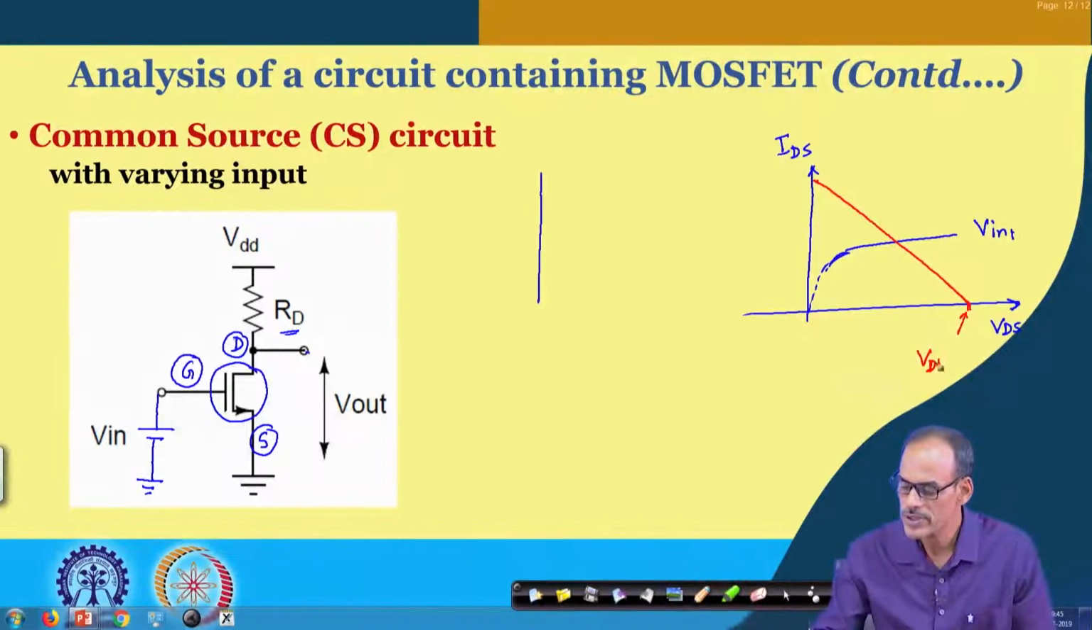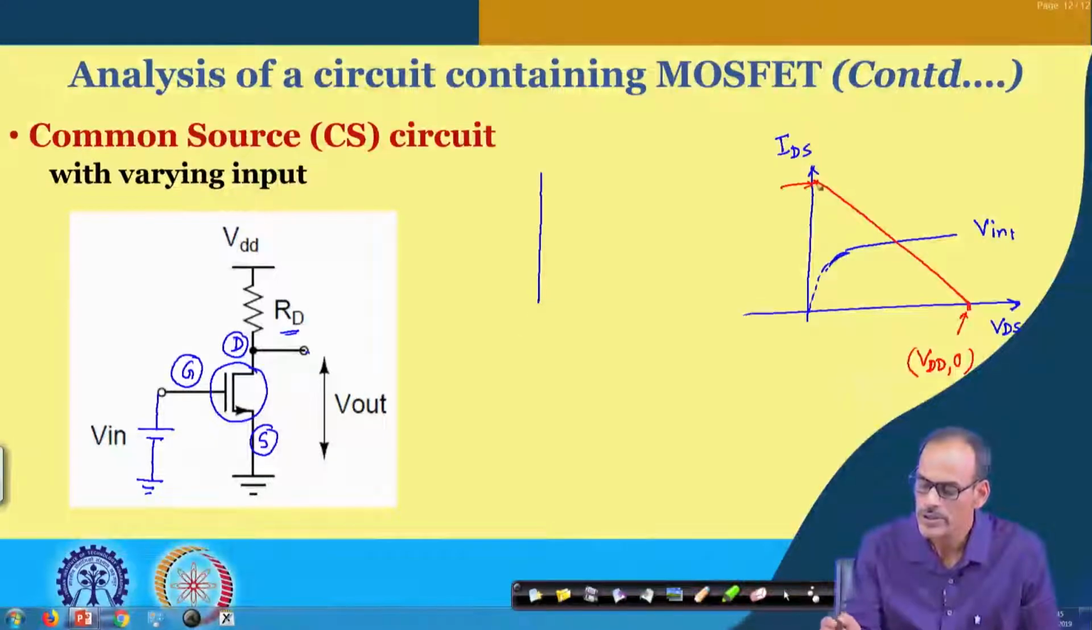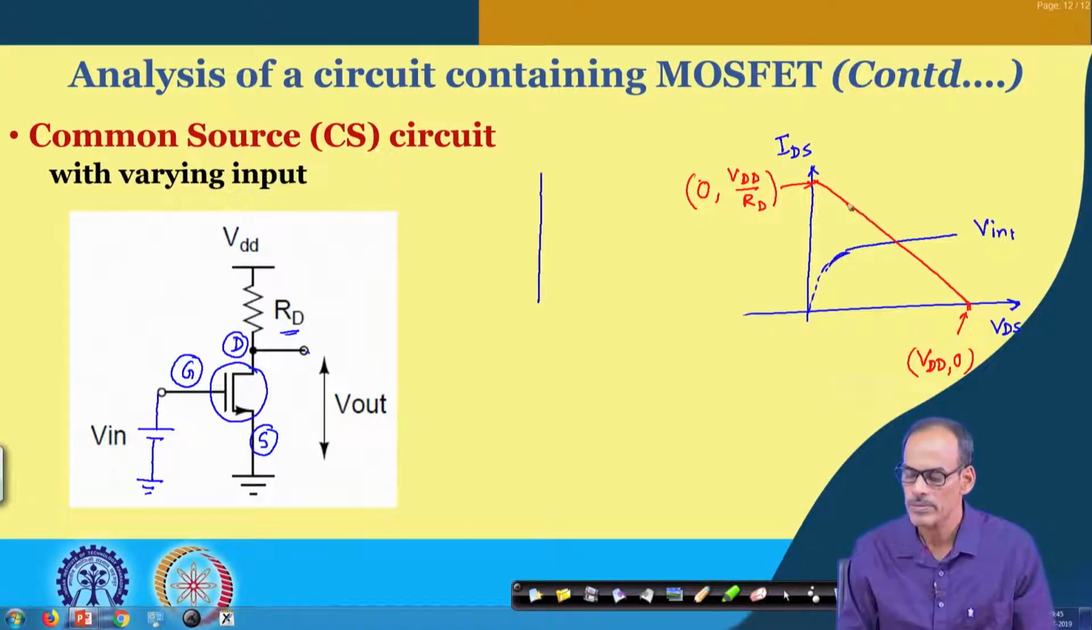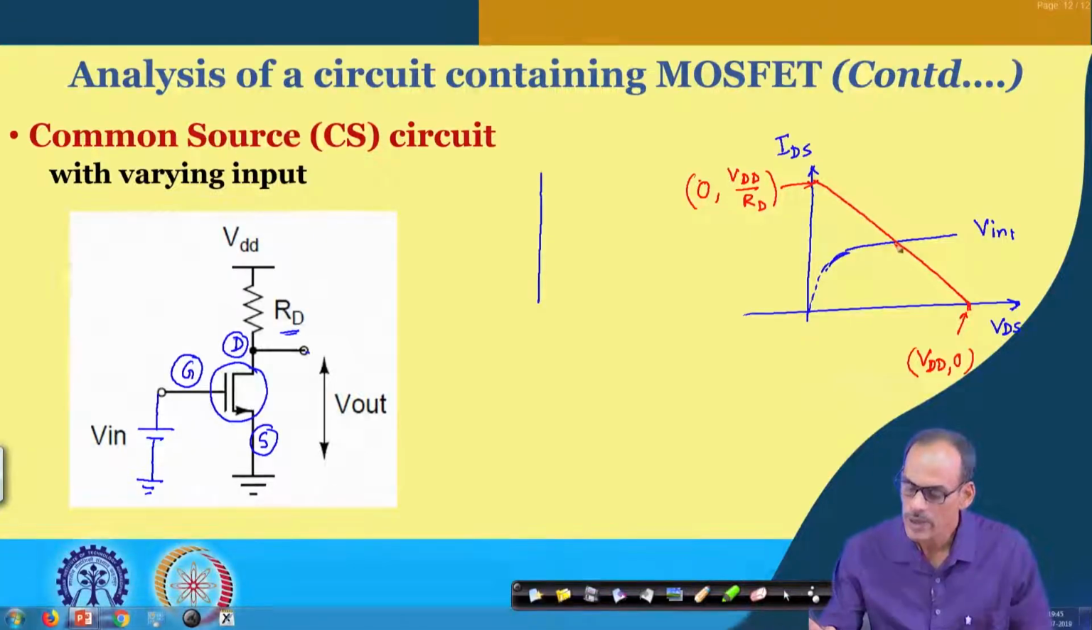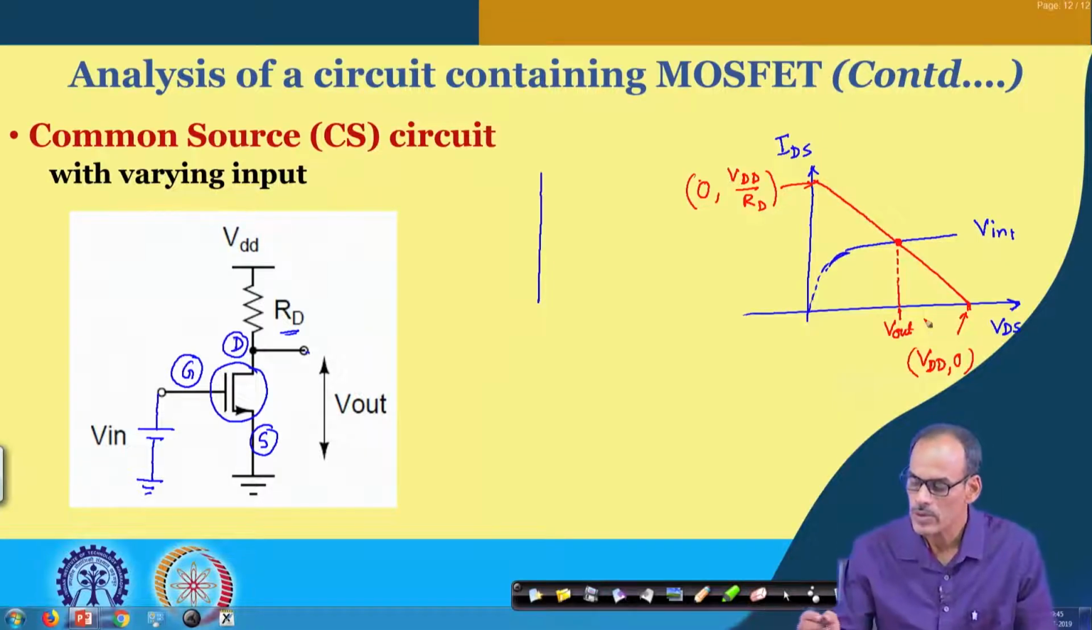So, that point is referred to as VDD and 0 current, and on the other hand this point is where the voltage is 0, but then the current is VDD by RD. So, that is the RD here. The slope of course is 1 by R with a minus sign, and what we said is that wherever they are intersecting, that gives us the solution point. So, wherever they are intersecting, that gives us the VDS solution, or you may say the corresponding Vout.